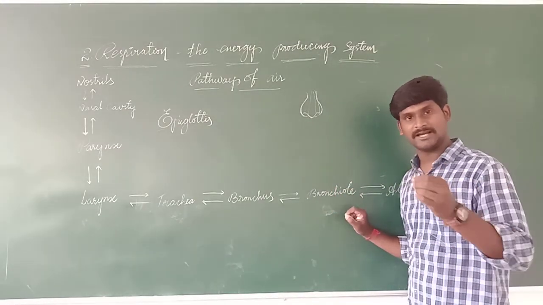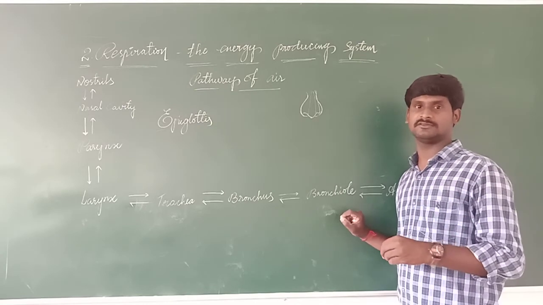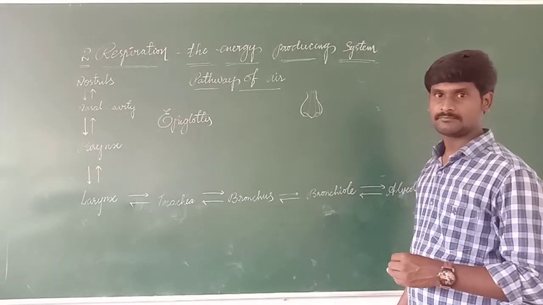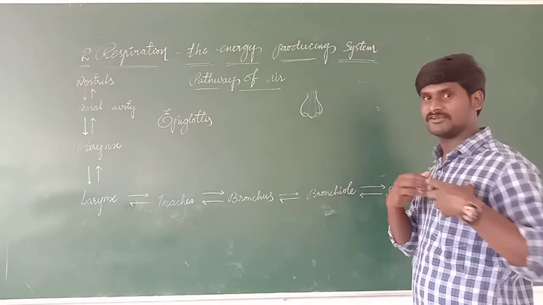Those subdivisions are called bronchioles. These are very small, very lean structures. Those are called bronchioles. That way, when air is coming, it will fill the lungs.